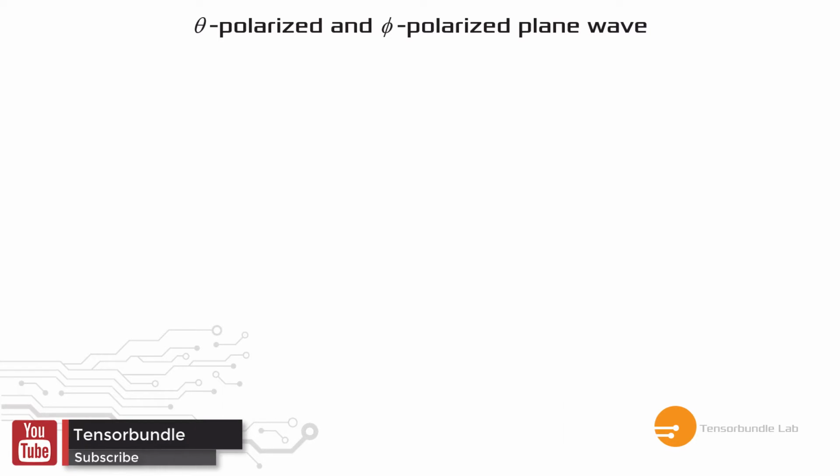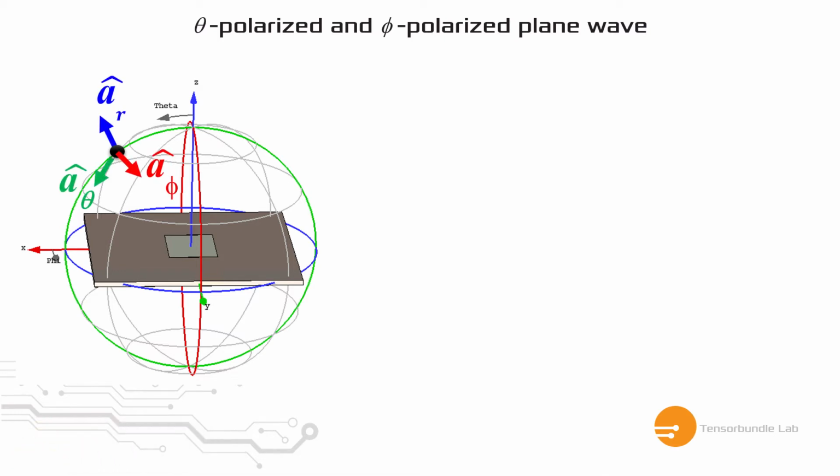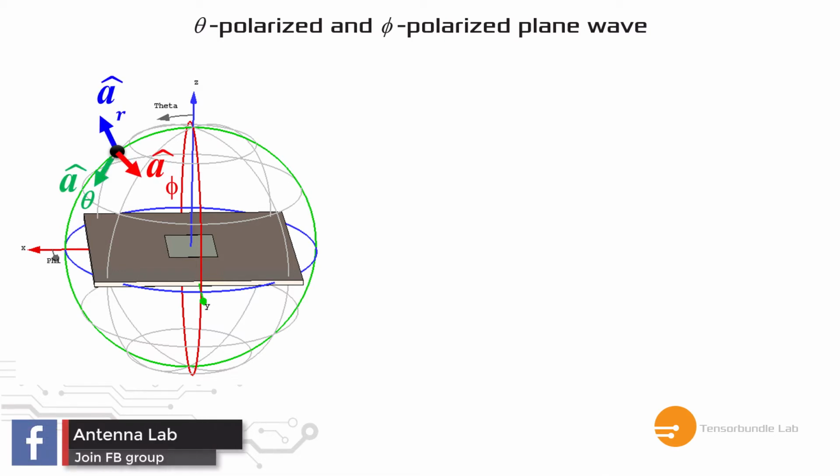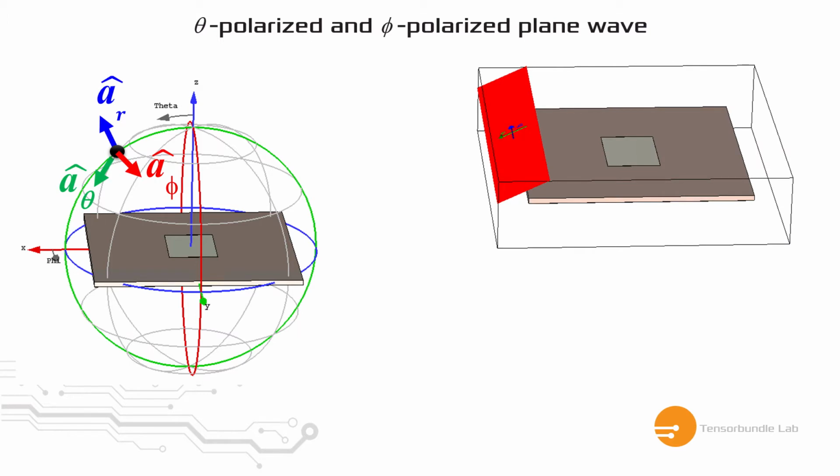And we also have the spherical coordinate system, where we use 3 other different vectors to indicate the 3 axes. So imagine a point, and then we can express the 3 components of the unit vector along these directions: theta, phi, and r. And then we can obviously define the plane wave in terms of theta-polarized and phi-polarized plane waves.